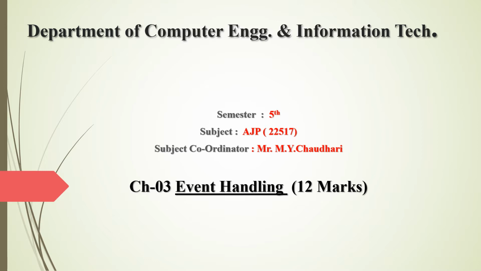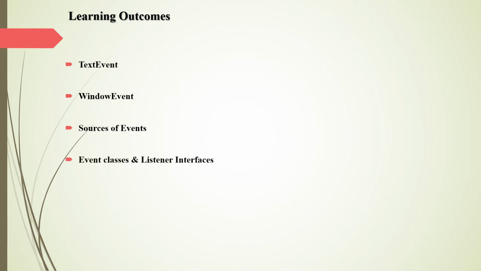So now we start. First, the learning outcomes of today's video. First we see the text event. Then we see the window event. Then we see the sources of events. Then we see event classes and related listener interfaces. And last we see the event listener interfaces. So these are the learning outcomes of today's video.